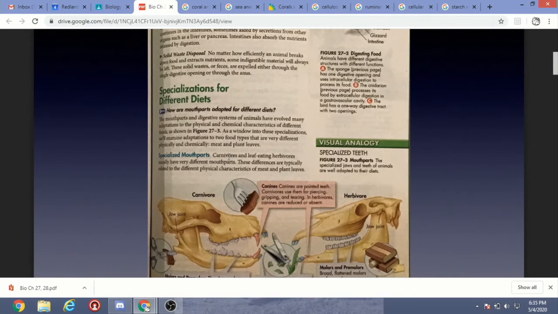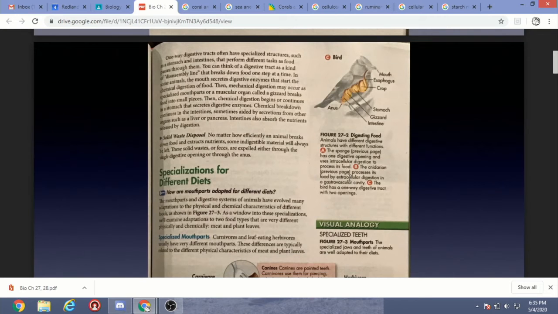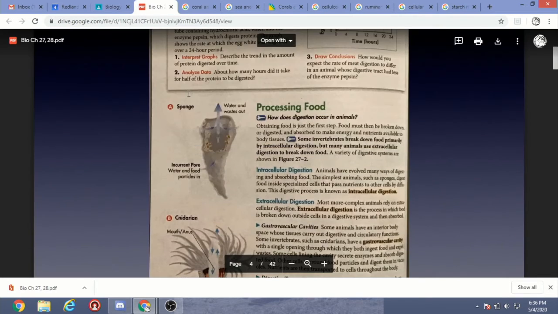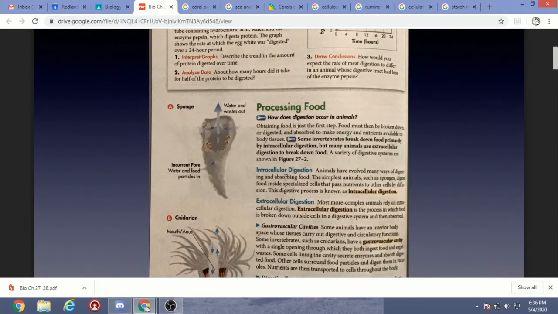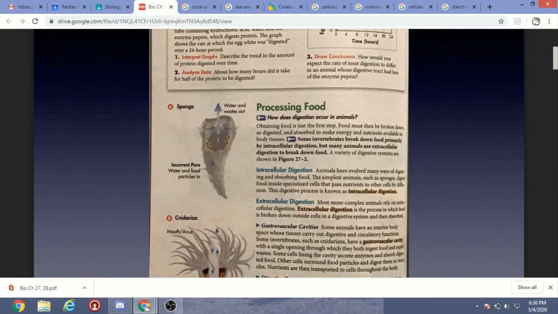All right. So again, I like this figure, and it's always good to look at figures and read these. When you see stuff like this, this is good. Figure 27.2. Animals have different digestive structures. The sponge has a digestive opening and uses intracellular digestion to process food. That's A. That would be this structure here, A, the sponge. That's just intracellular, super simple. Literally, each cell is having to do all of the work we just discussed in extracellular digestion. Each cell is having to engulf the food and break it down. That's a lot to ask for each cell.